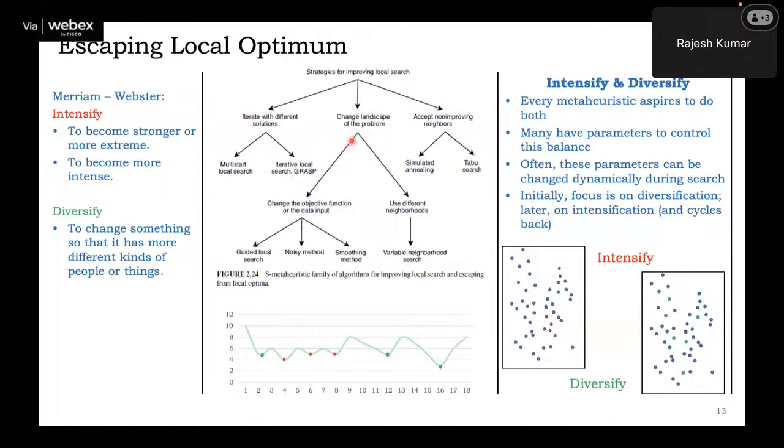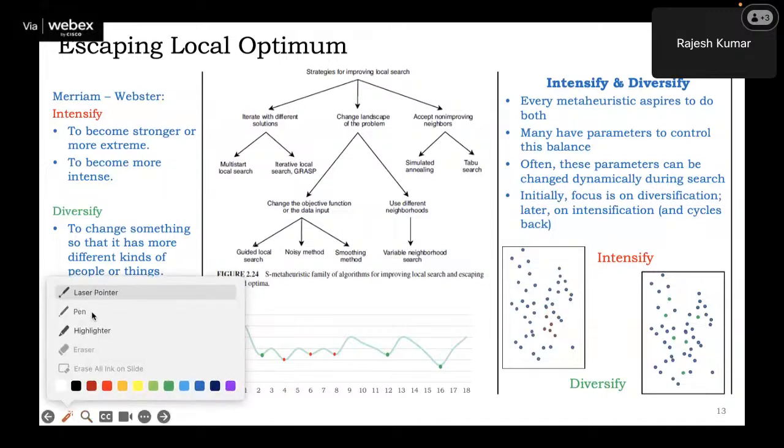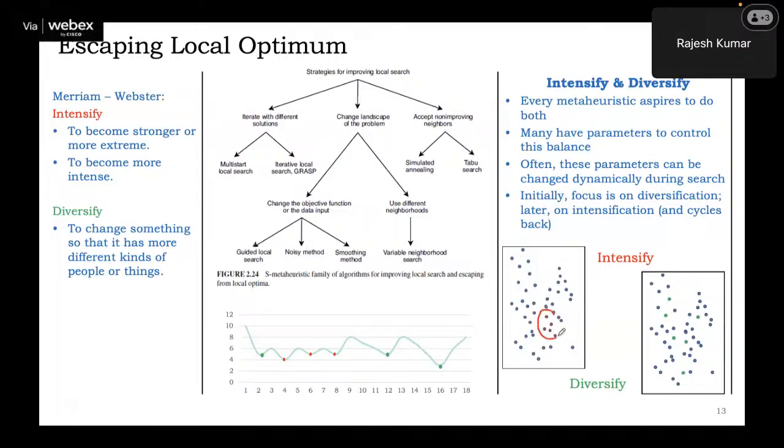When we talk about changing the landscape, then you can go for variable neighborhood kind of settings, or noisy methods. And if you want to accept neighbors which are not improving, there are other methods also. If you're getting good solutions, you can intensify your search in a small region, and if you're not getting good solutions, you can diversify. So you keep on moving in and out so that you can find a better solution. This is one of the ways of escaping the local minima.